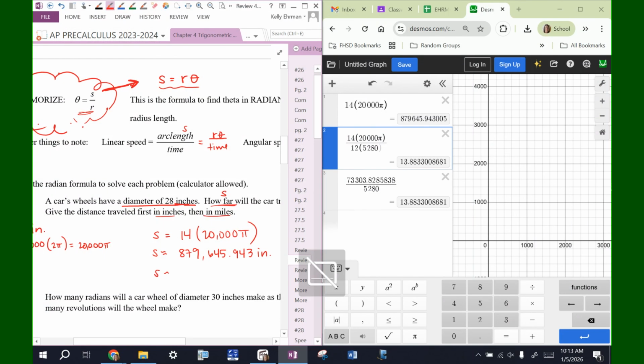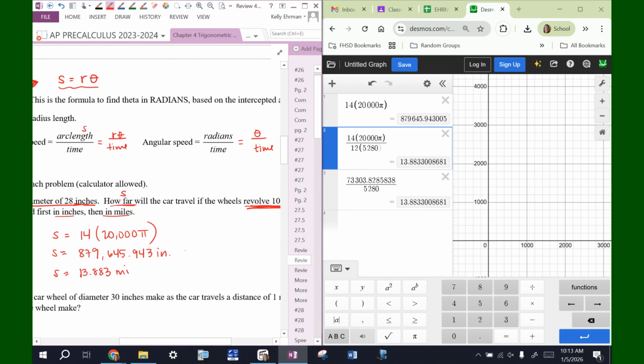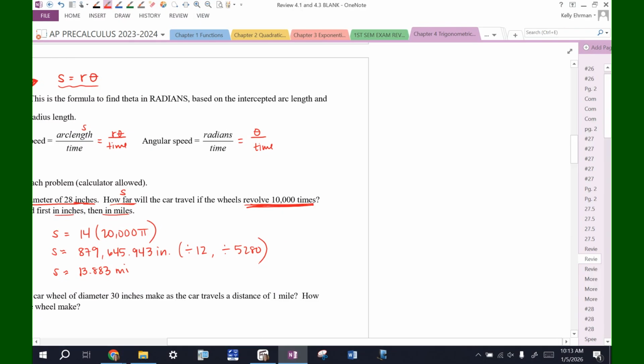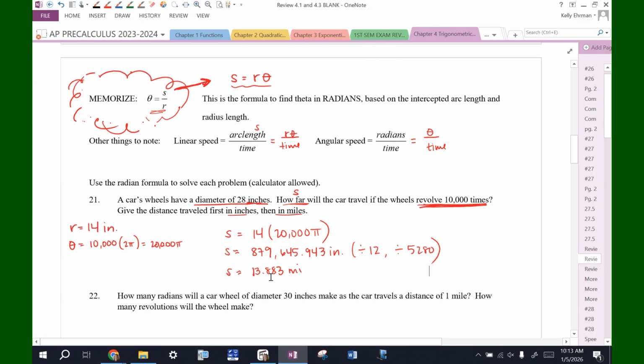I'm really having technical issues here. There we go. 13.883 miles. And that was this answer divided by 12 and then divided by 5,280. All right, for my next problem.